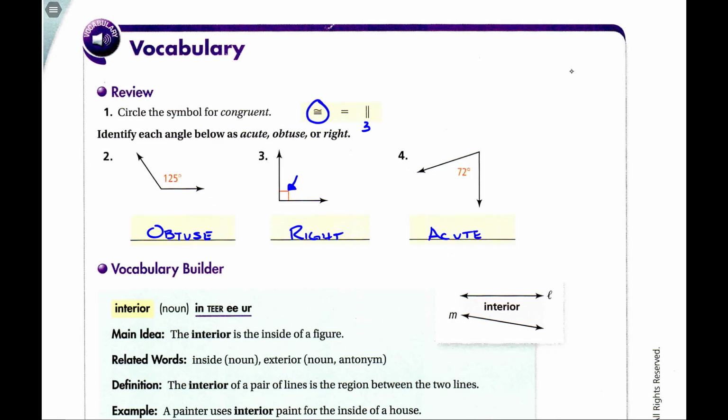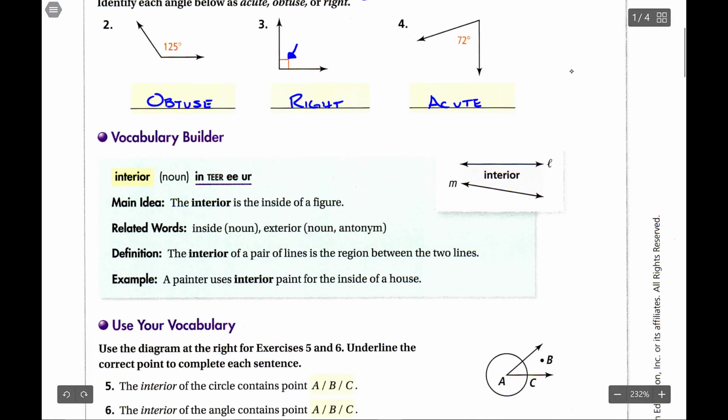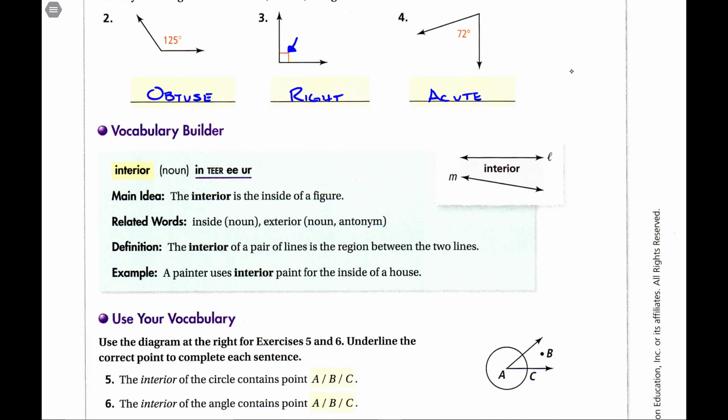That should be a pretty simple review and stuff that you are already pretty strong with prior to even taking this class. The vocabulary builder. Really, the only thing we're interested in today is the geometric definition of the word interior, and that is going to be the region that is bounded between, in this case, 2 lines. It can be bounded between multiple lines, but the interior is going to be between these 2 lines for the purposes of our discussion right now.